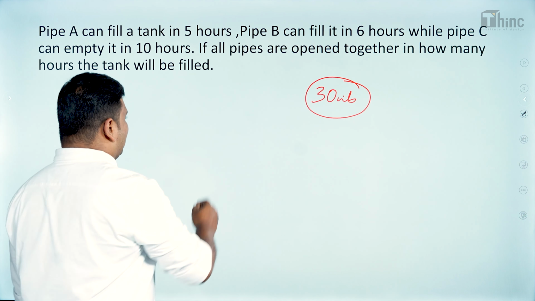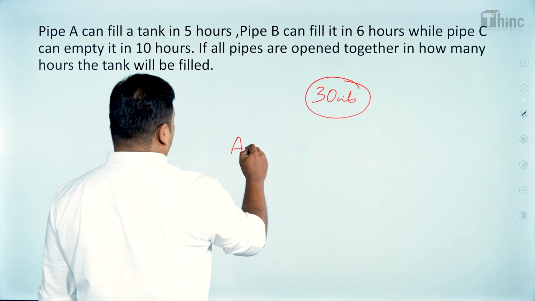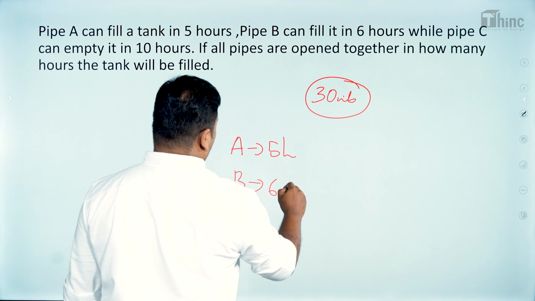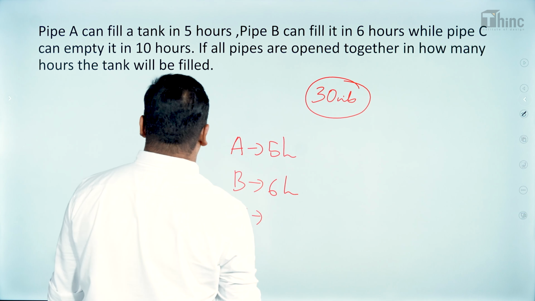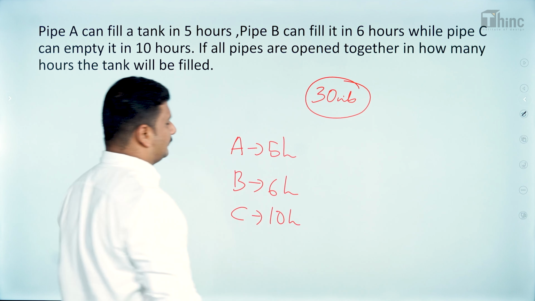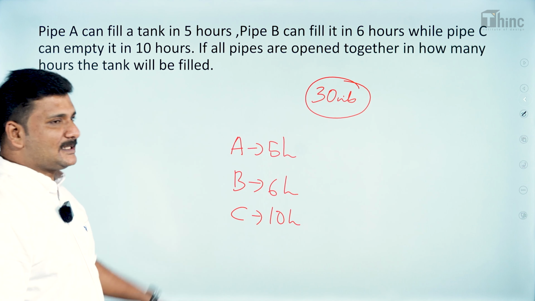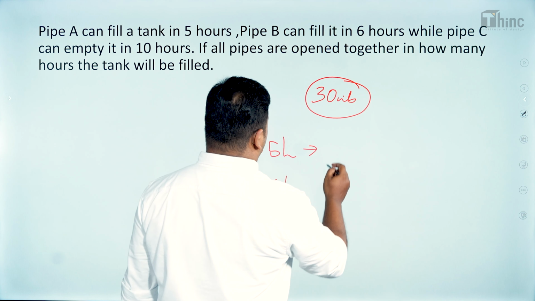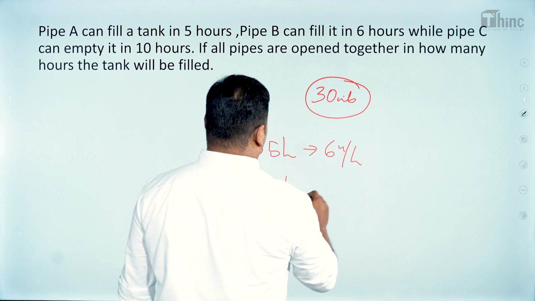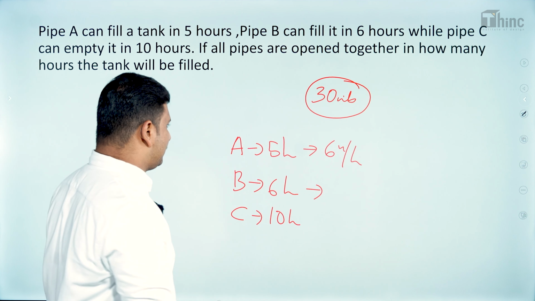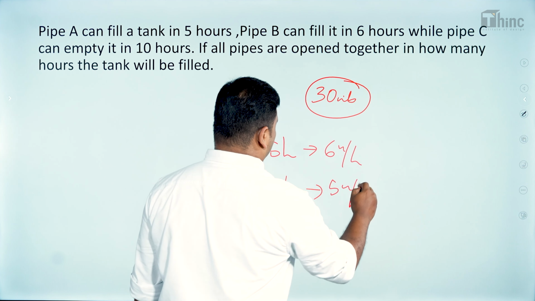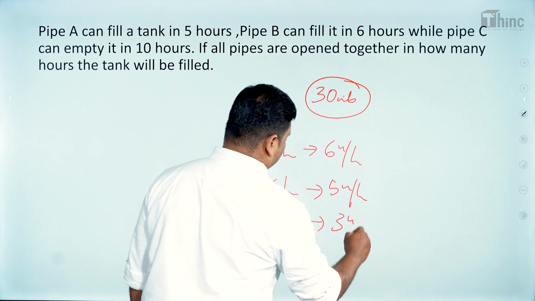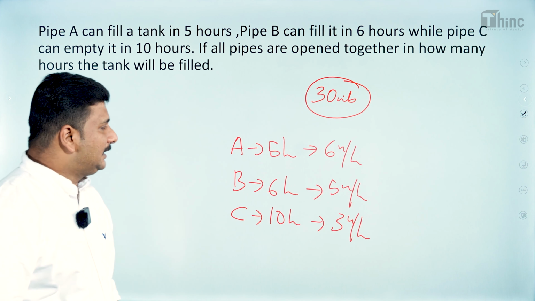So A can fill a tank in 5 hours. B can fill the same tank in 6 hours. And C can empty the same tank in 10 hours. So A can fill 30 units in 5 hours. So A can fill how many units per hour? 30 by 5, 6 units per hour. And B can fill 30 by 6, 5 units per hour. And C can empty 30 by 10, 3 units per hour. I believe this is clear for you.